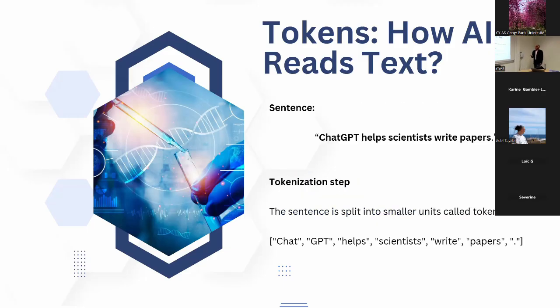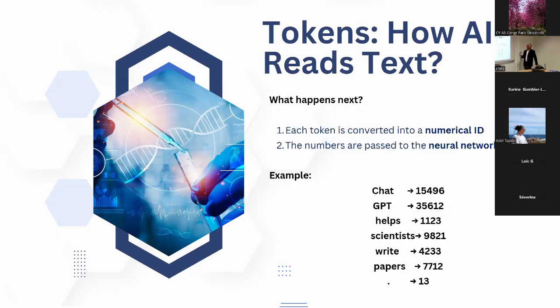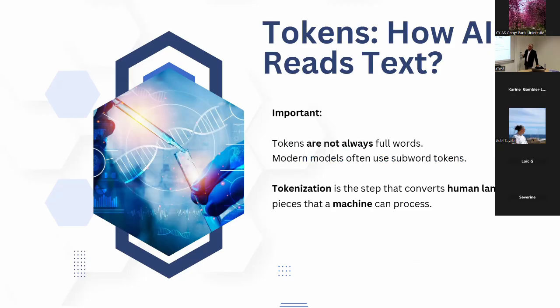Okay, so for example, we have a sentence: ChatGPT helps scientists write papers. In the tokenization, you have ChatGPT, helps, scientists, write, papers, and period, using 1 token per word, which is most likely not the case in ChatGPT. But then, what is next? Each token is converted into a number in a lookup table. You will construct these numbers, and every time the same token appears, it gets the same number. For example, you can say that chat is this number, GPT is this number, and so on and so forth. So tokens are not full words, as I mentioned, and modern models use subtokens. Tokenization is the step that converts human language into numbers that the machine can understand.